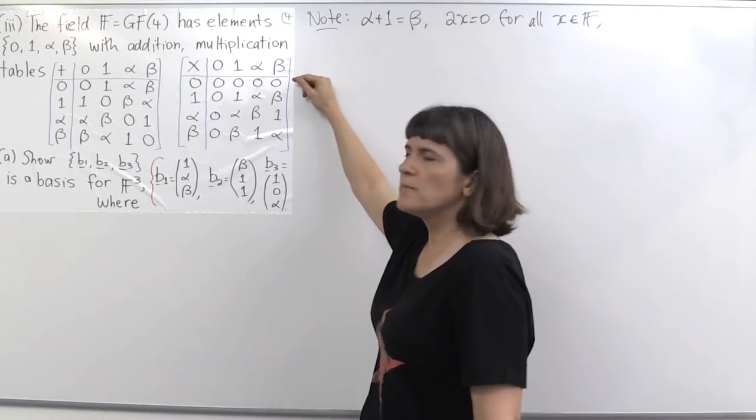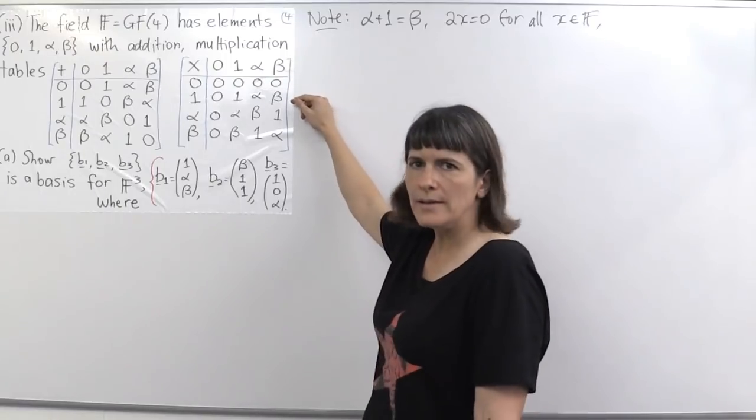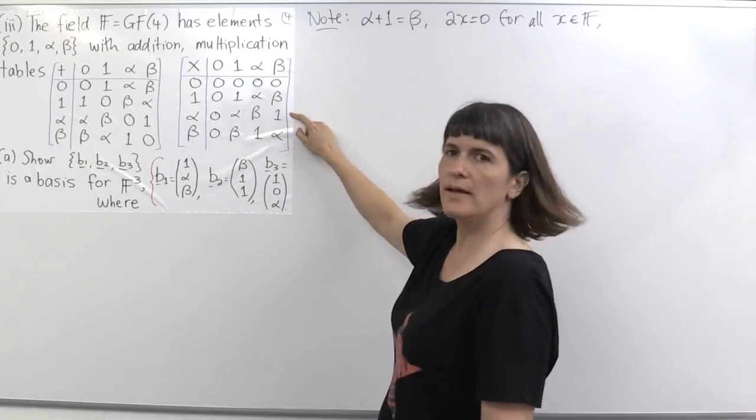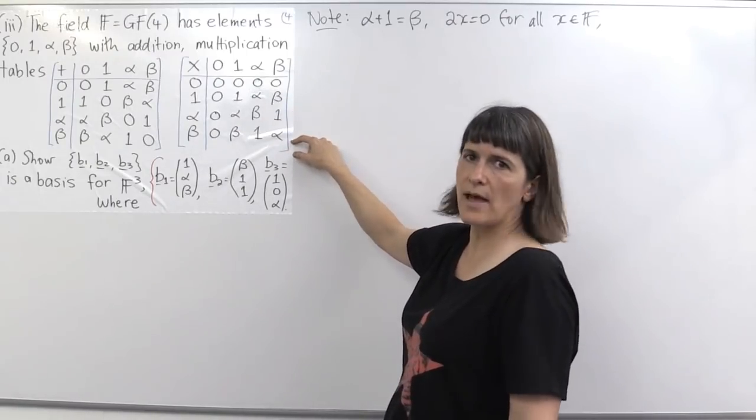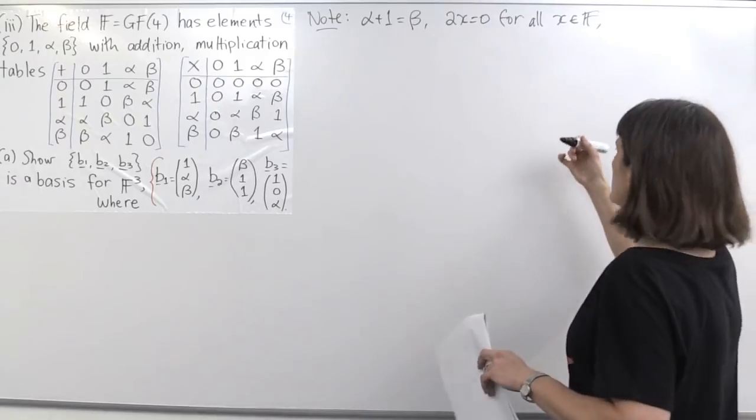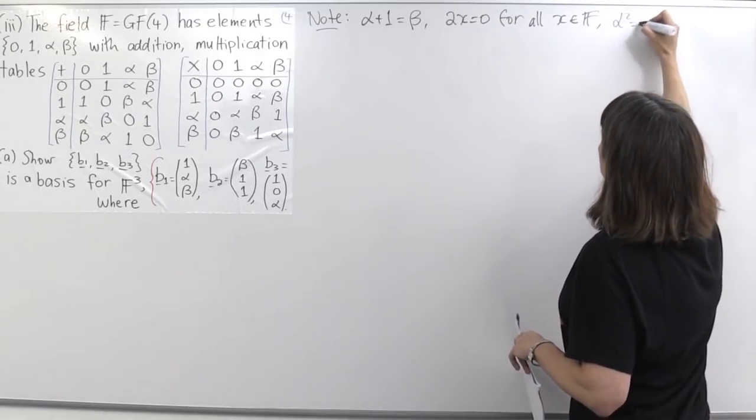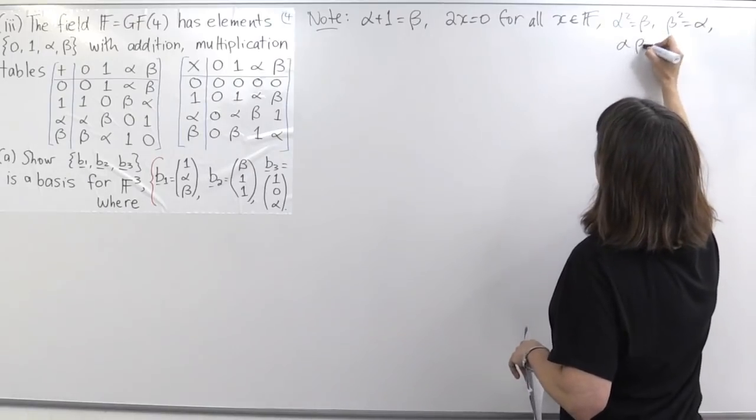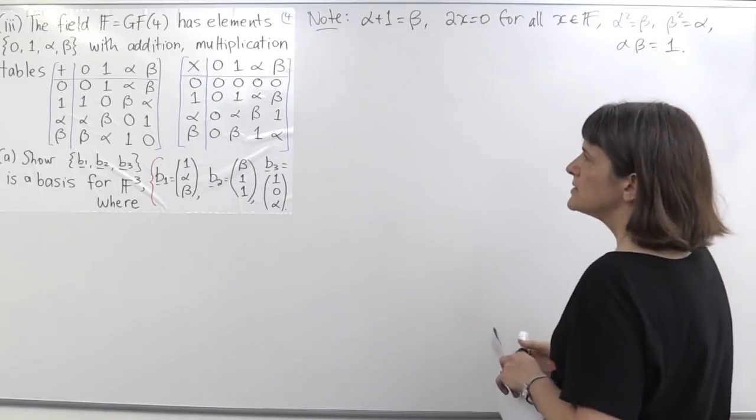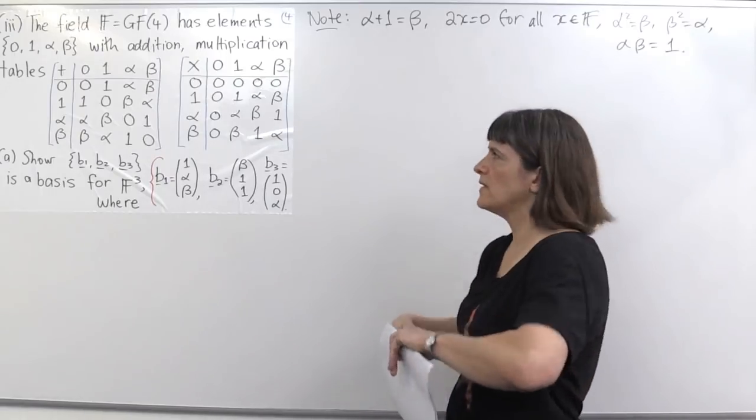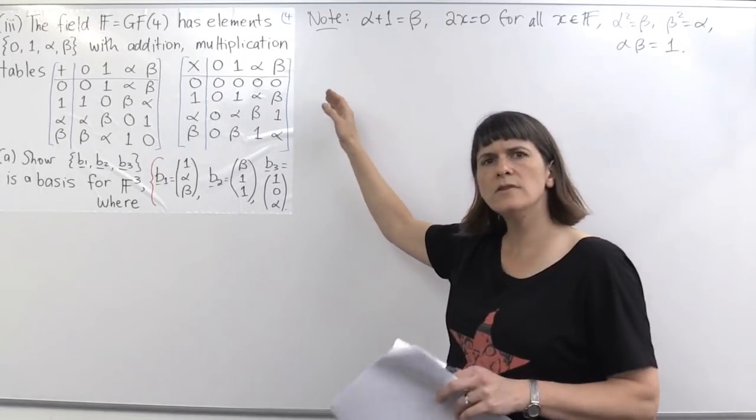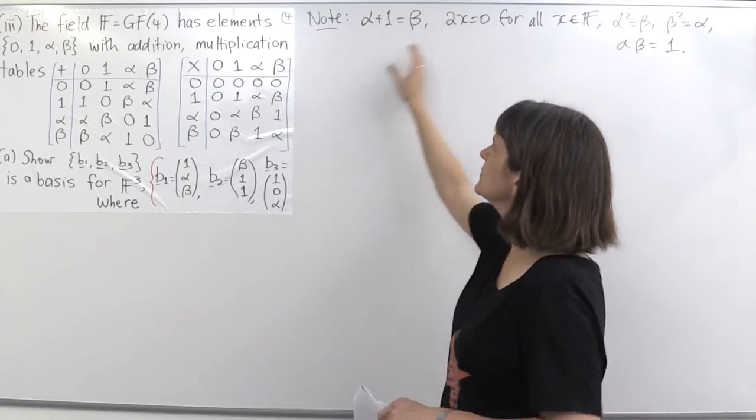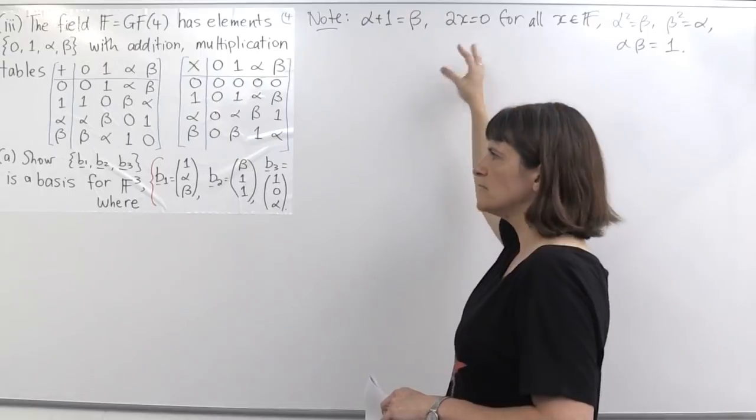Multiplication, multiplying by 0 does the usual thing. Multiplying by 1 does the usual thing. Alpha squared is beta, alpha beta is 1, and beta squared is alpha. So those are the other things that we'll make a note of. Alpha squared is beta, beta squared is alpha, and alpha beta is 1. So I guess alpha is the multiplicative inverse of beta and vice versa. So the first thing you need to do in this question is absorb the information in these tables and extract the stuff we're going to need, as you'll see.